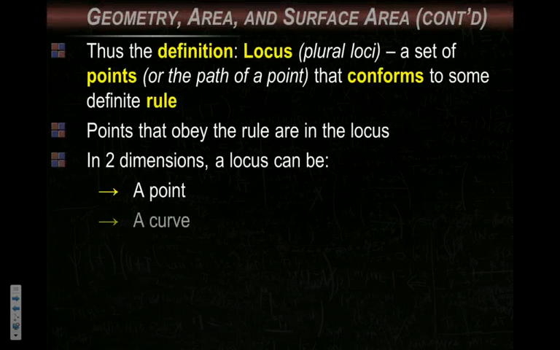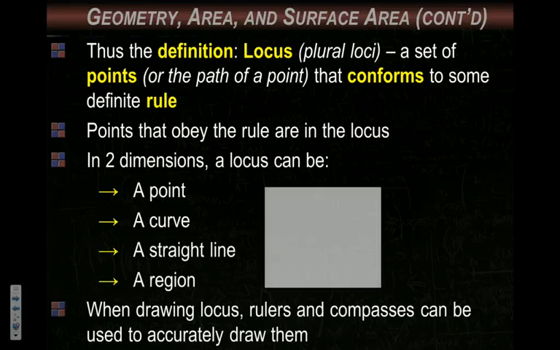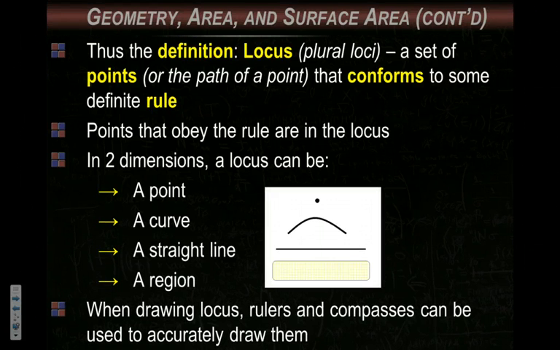So locus, the plural of which is loci, is a set of points or path that conforms to a rule. Locus can be very undefined. It can be one dot. It can be a curved line, which is essentially a whole bunch of little dots. It can be a straight line, which is also a whole bunch of little dots. And it can be a whole region. And if you think about it, that is really just a whole bunch of dots right beside one another.